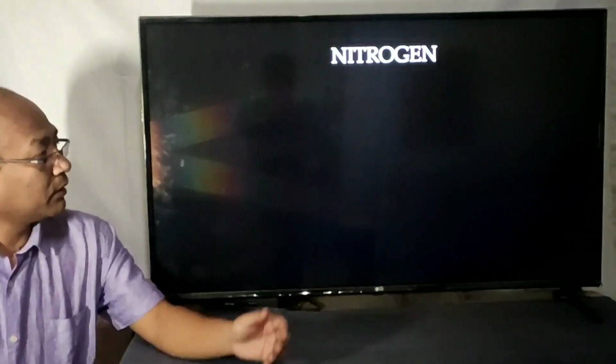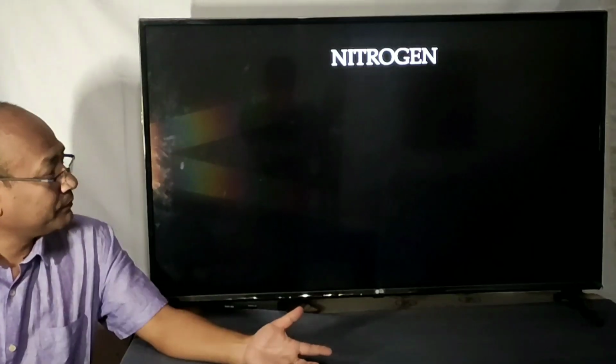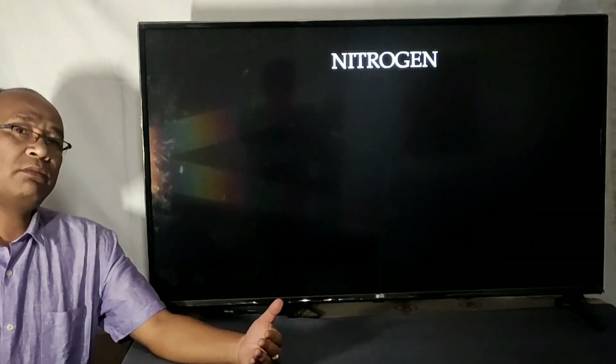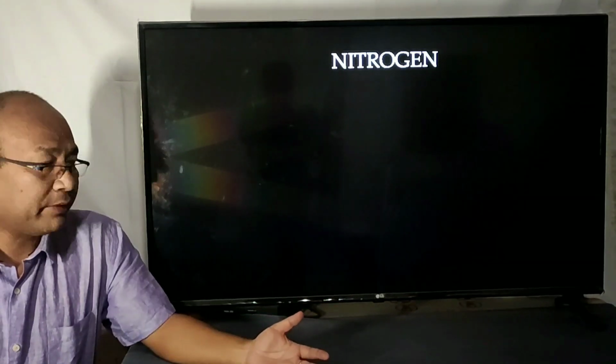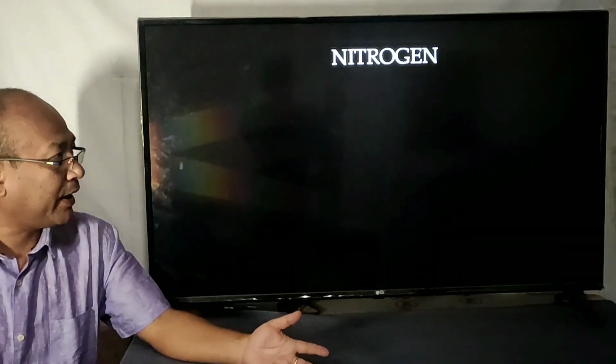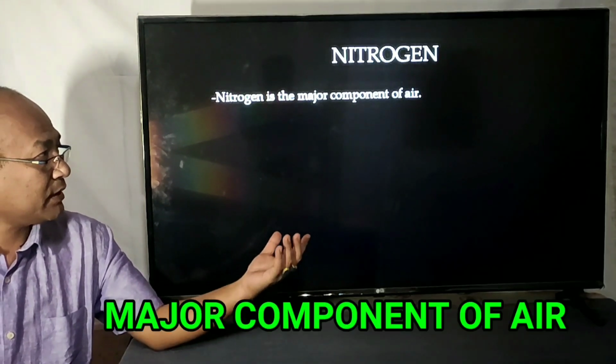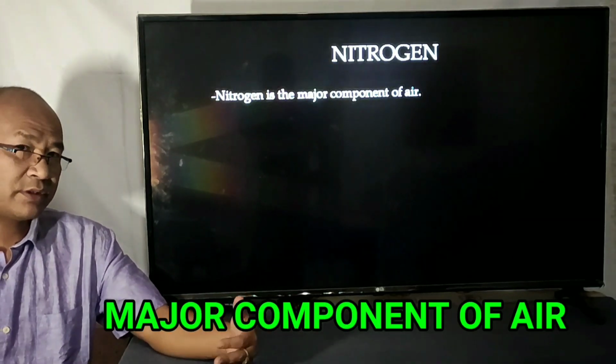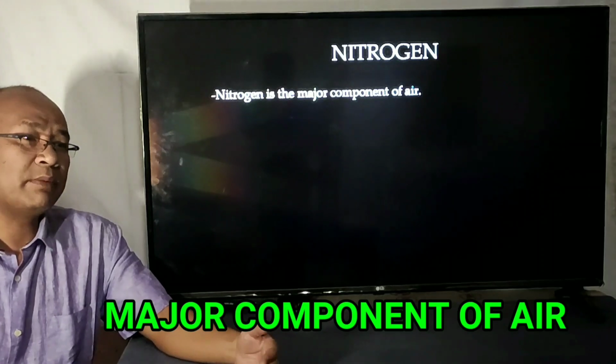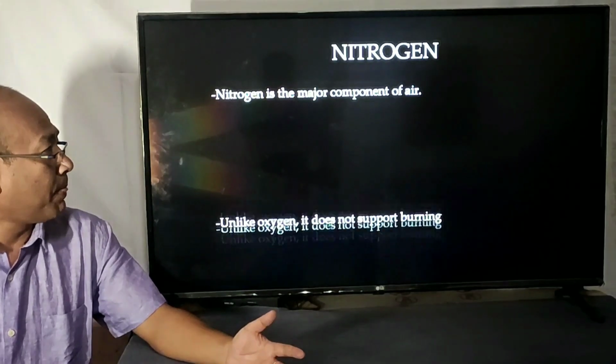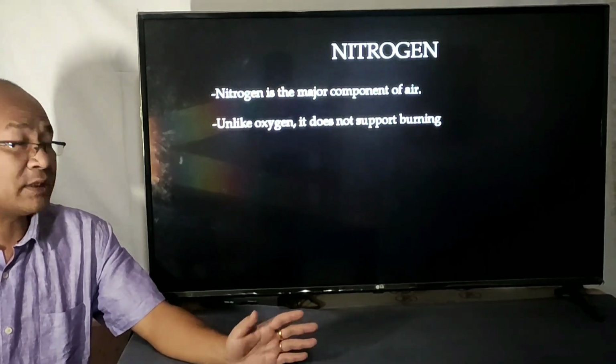Next component of air is nitrogen. So nitrogen is also part of the air. It is one of the constituents of air. Now nitrogen is a major component of air, so nitrogen covers the major part of the air. Now, unlike oxygen, it does not support burning.